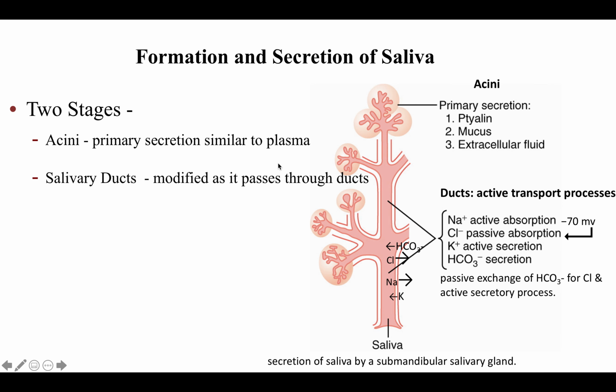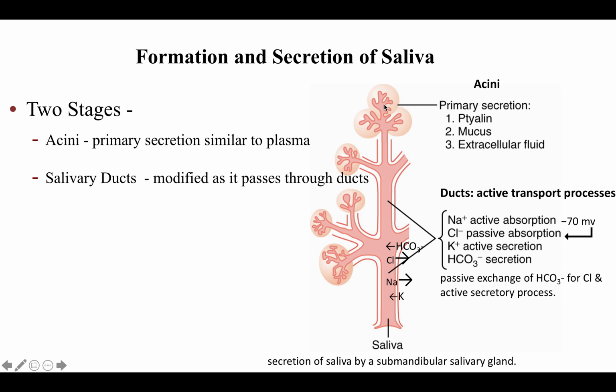Now, the saliva is secreted in two stages. The first one is at the acini part of the salivary glands, and the components of this primary secretion are similar to what's present in the plasma, and it contains the enzyme ptyalin or alpha amylase, mucus with extracellular fluids.